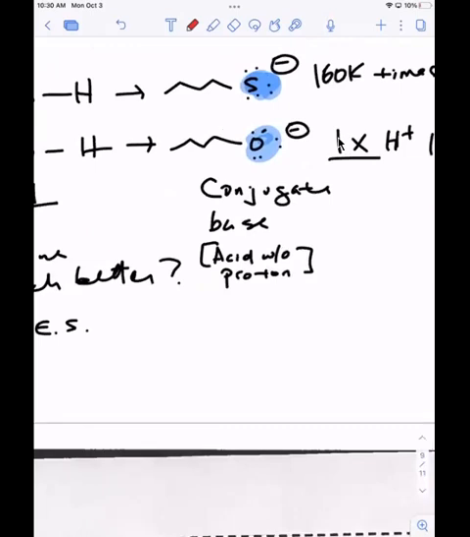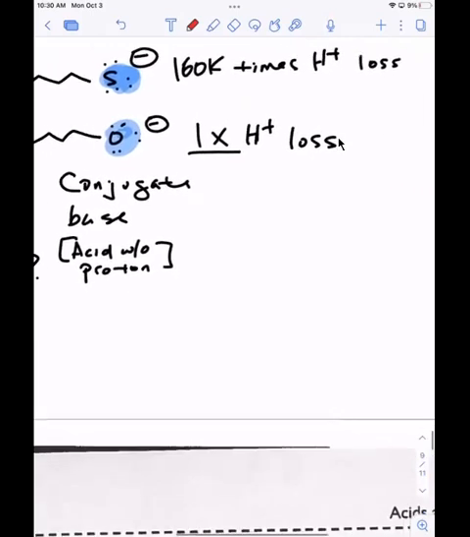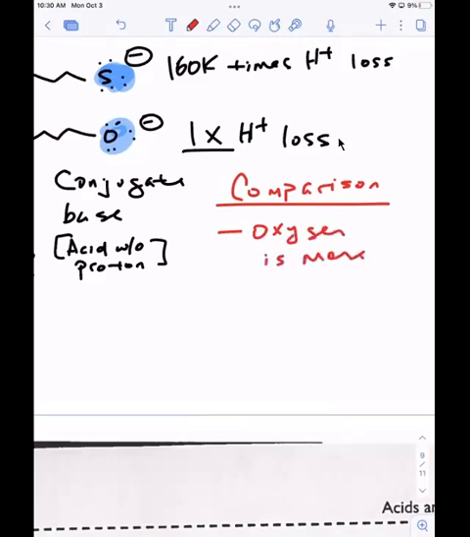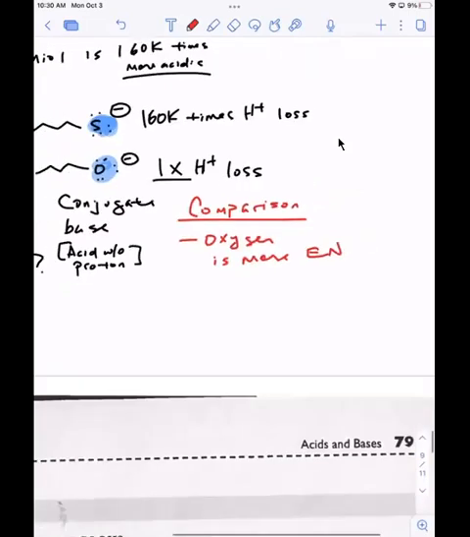Remember, the trend is left to right and bottom to top. So it increases from left to right and it increases from bottom to top. So between sulfur and oxygen, they're in the same group, by the way, in the same column, which is more electronegative? Oxygen. Oxygen, good. Right, now let's see if that's an advantage.